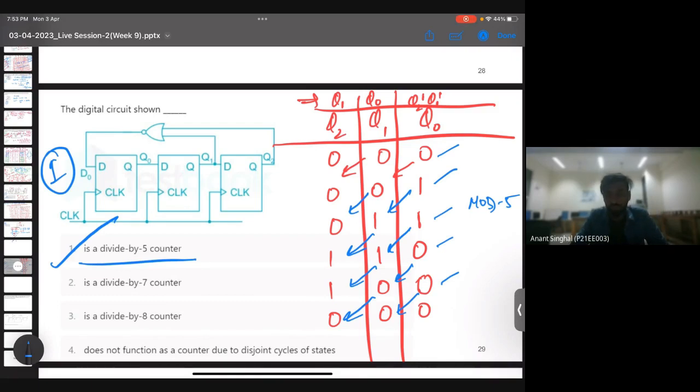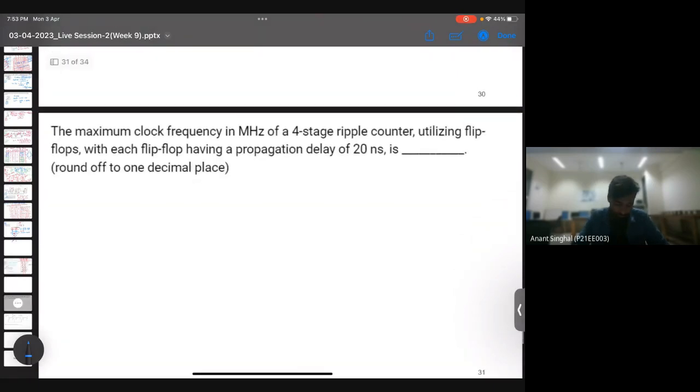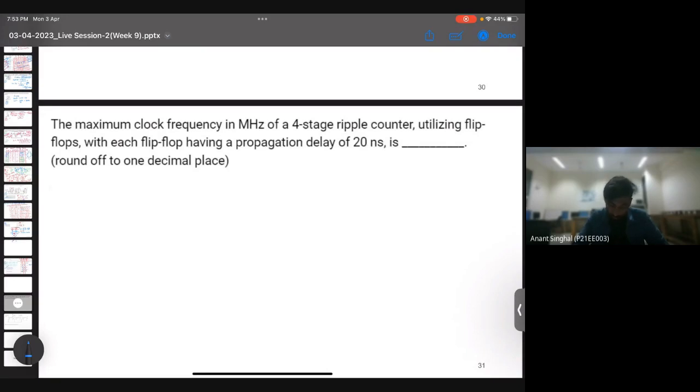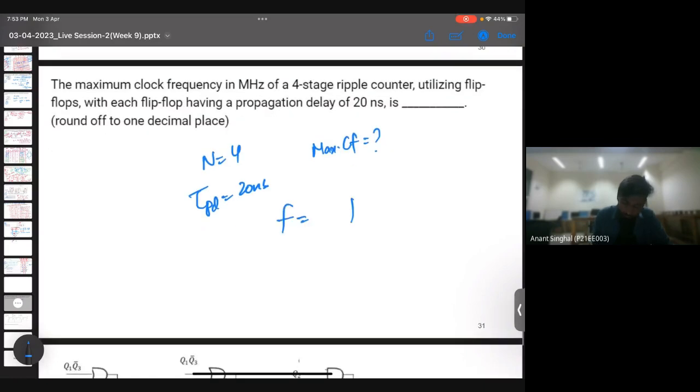Any doubts in this? No, sir. Okay, so I'll proceed to the next problem now. It says the maximum clock frequency in megahertz for a 4-stage ripple counter. 4 states, so n is 4, and the propagation delay is 20 nanoseconds. It is asking for maximum clock frequency, so we just use the formula: F is nothing but 1 upon tau PD.